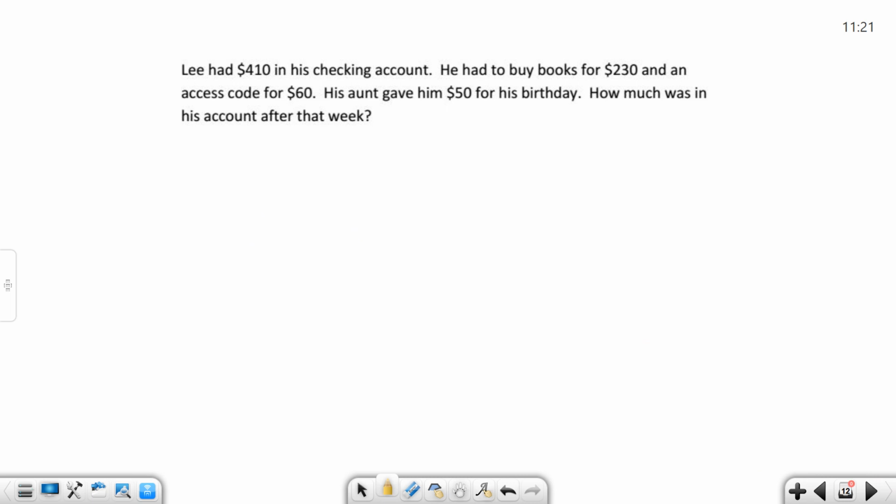Okay, so then it treats money questions. It says Lee had $410 in his account. He had to buy books for $230, so that means he's going to take $230 out for books. He had to buy an access code for $60, so he's going to have to take another $60 out. But then his aunt gave him $50 for his birthday. How much was in his account after that week? Now, as far as how you choose to group these, that's your own business. You can add them up or subtract them however you wish. You could do credits and debits, or you could do one piece at a time. It doesn't matter. It's up to you.